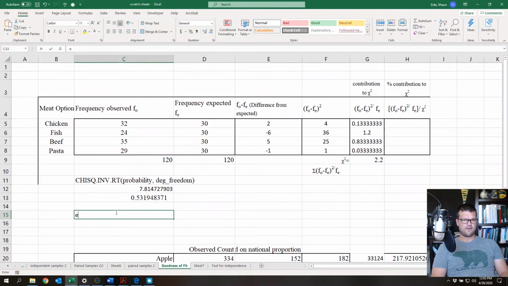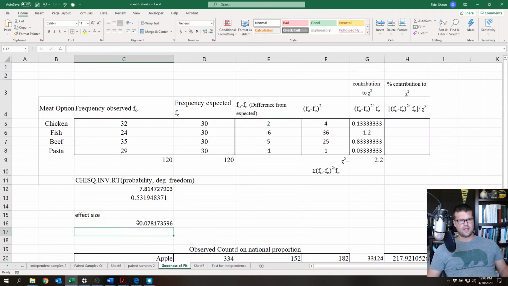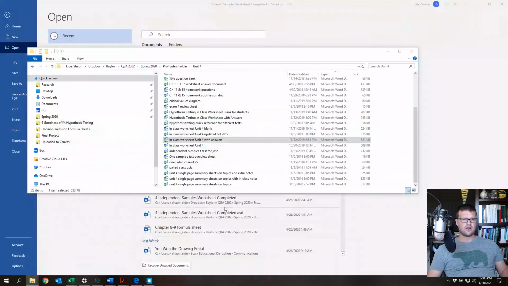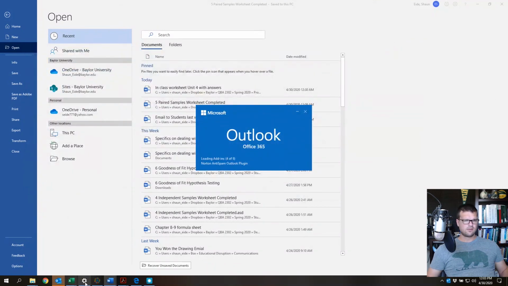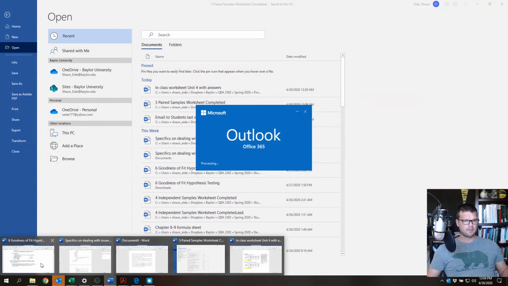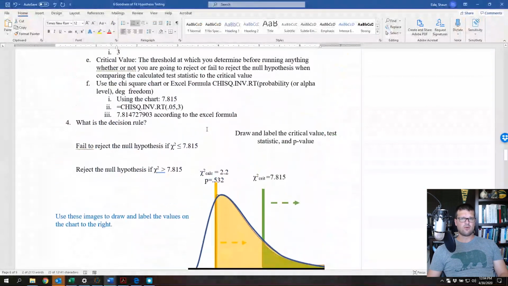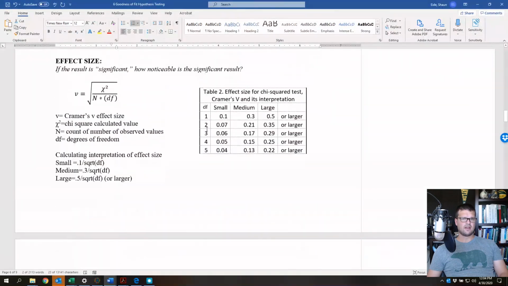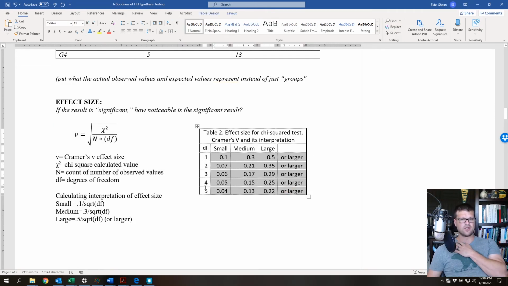And then for the effect size, I'm going to equal square root. This right here is the effect size. Okay, and how do we determine whether this is a large, small, what type of effect size this is? The way that we do that, let me just pull this up, is by following this table. We've got a table right up here that has the effect sizes, which is great. However, you notice this table only goes up to 5 degrees of freedom.